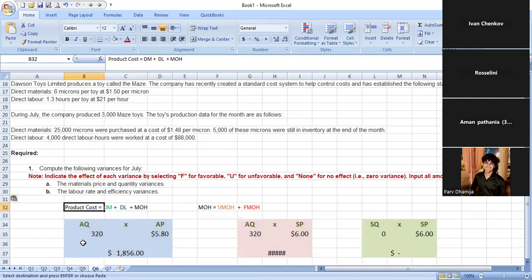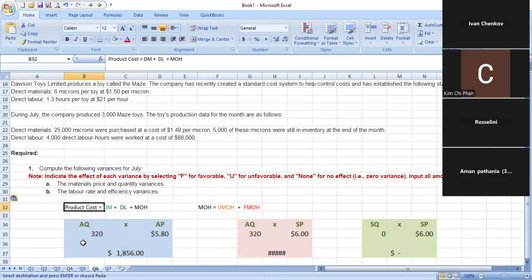So first question, which variances are we doing here? Direct material and direct labor. Direct material, direct labor. So now we have to do 2 of them. So in your questions on your exam, you always have to do 2 of them.